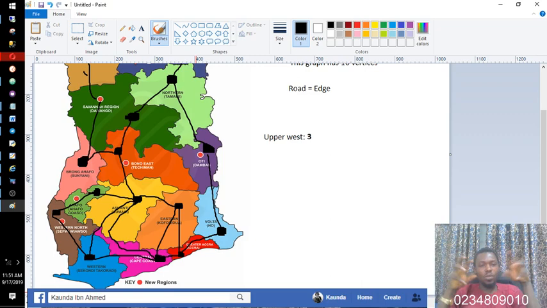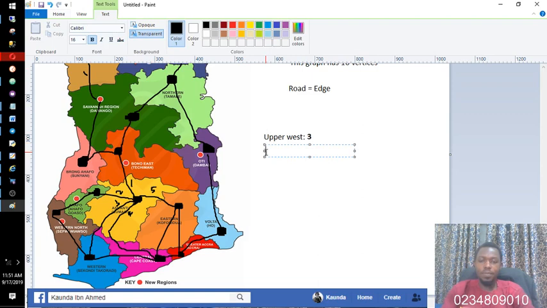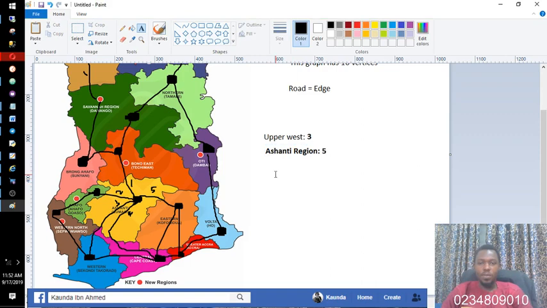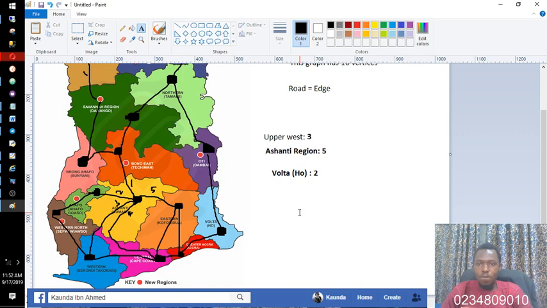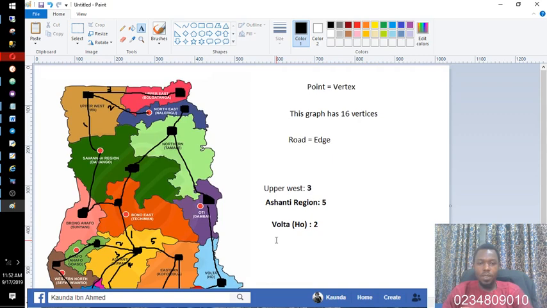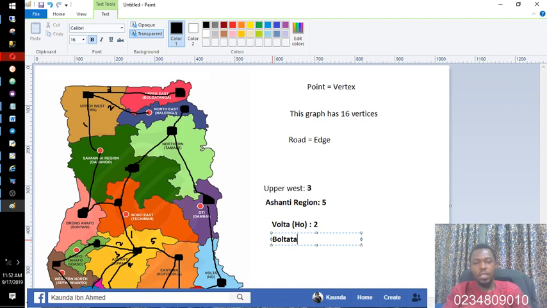So from the map we have here, we have 1, 2, 3, 4, 5. So for Ashanti region, we have 5. If you take Volta, we have 2. And then, so basically, if you take Volga, there is only one road leading to that town.